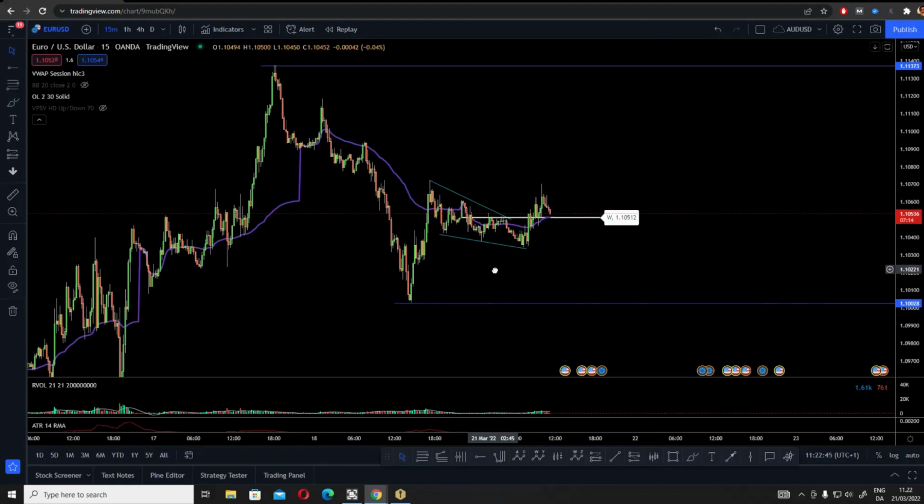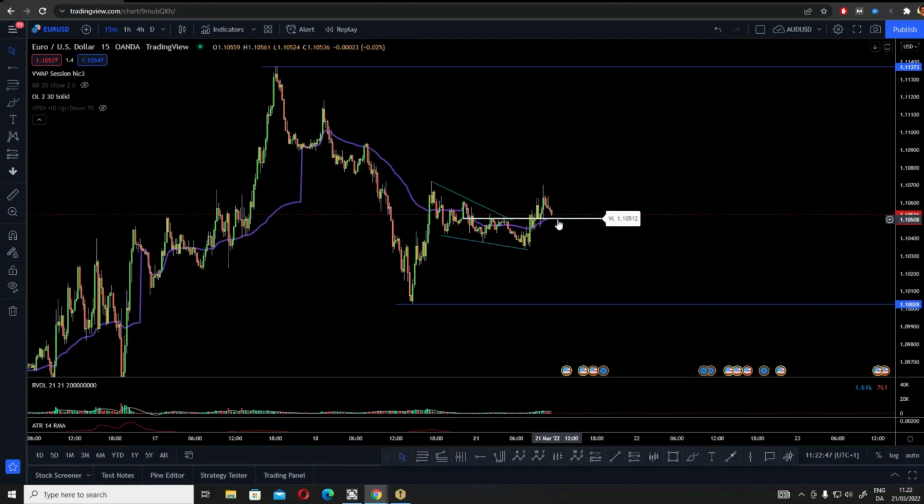I'm looking at the structure like this, you know, we have VWAP and this is the open, the daily open, where price opened at. So if we can hold this area and price maybe starts bouncing off this area, then I'm definitely looking for a buy.